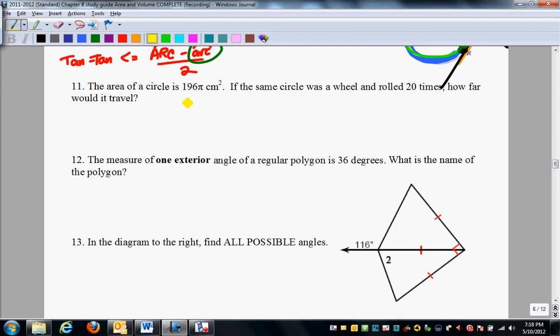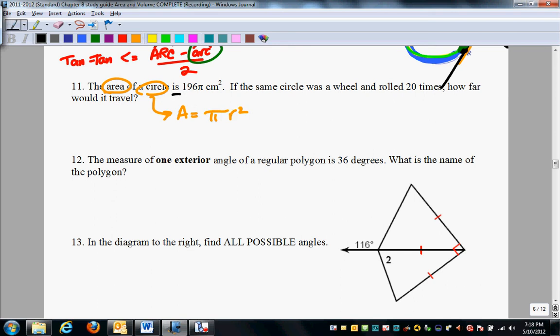It says the area of a circle is 196 pi centimeters squared. If the same circle was a wheel and rolled 20 times, how far would it travel? Remember, the basic rule of thumb is always do what you can do. Area of a circle. So we're going to write area of a circle.